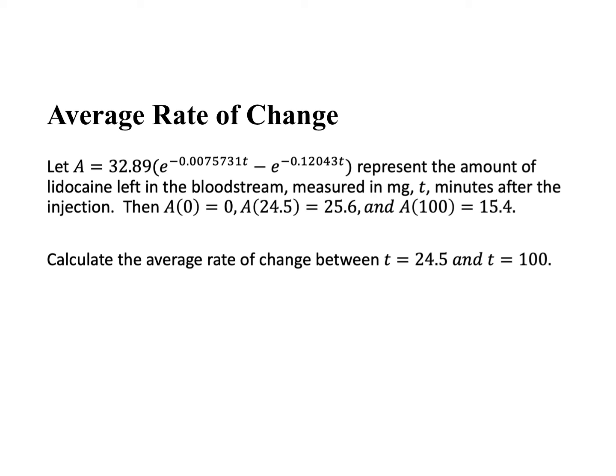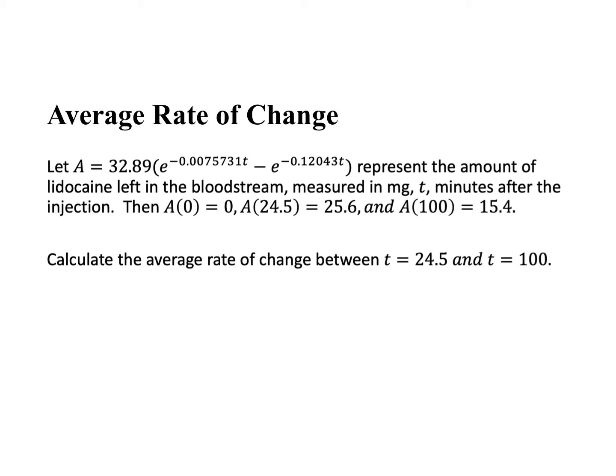In this last example, we want to calculate the average rate of change over a given interval, but the function is given to us as a formula. So anytime you have a formula and you want to calculate the average rate of change over a specific interval, you have to evaluate the function at the given input values so that you can get your 2 points, okay? So here's the lidocaine function again, the amount of lidocaine left in the bloodstream over time, where time is measured in minutes. And I went ahead and did the math for you, but you could also double check this by putting it into your calculator.